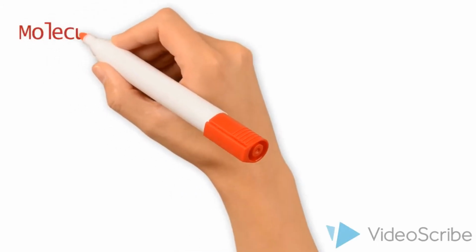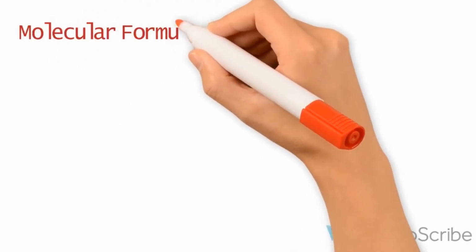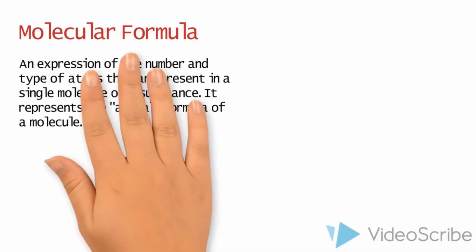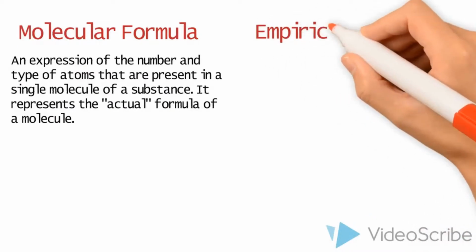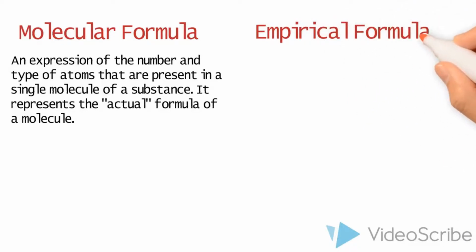A molecular formula is an expression where the number and type of atoms present in a single molecule are shown. It represents the actual formula of a molecule. An empirical formula is a simplified version showing only the ratio of the elements.